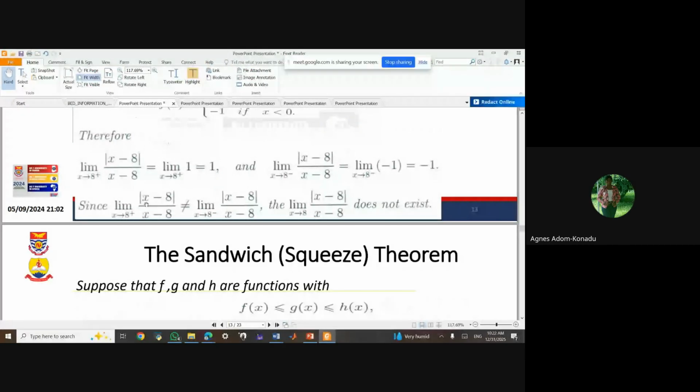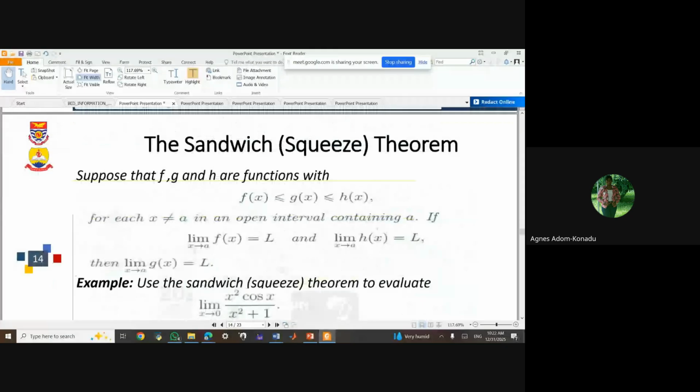So if the left and the right are not the same, then it means that the limit does not exist.